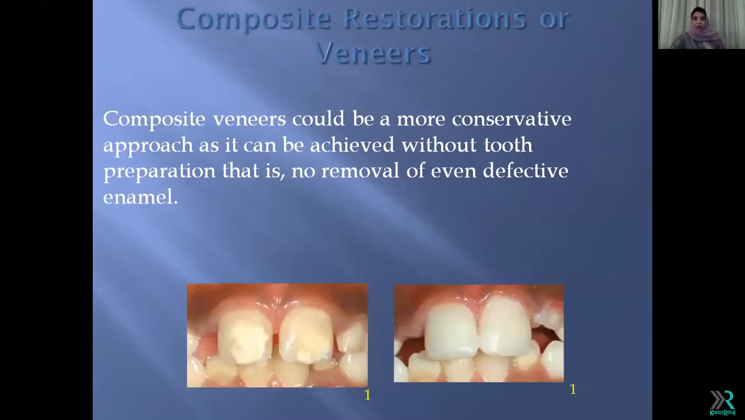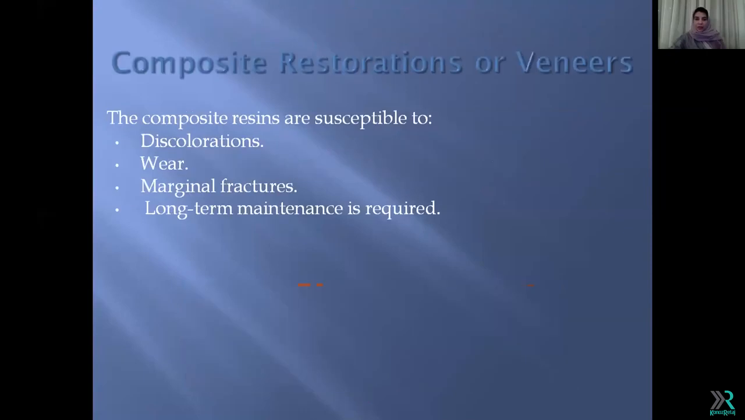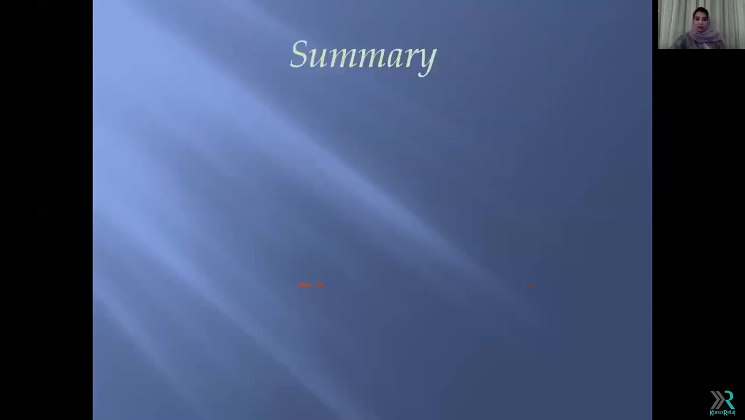The composite veneer could be a more conservative approach if it can be achieved without tooth preparation, that is, no removal of even defective enamel. Here is the case. The tooth was restored without even removal of the defective hypomineralized enamel. But the composite has several disadvantages, like discolorations, wear, marginal fracture, and long-term maintenance is required.